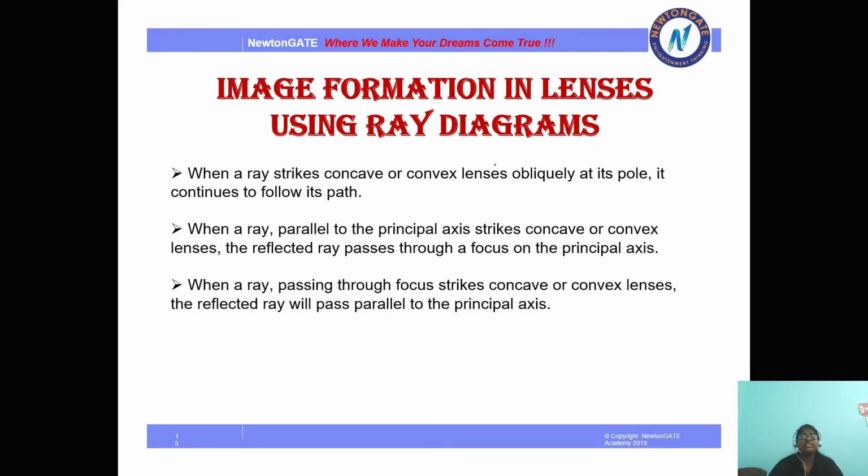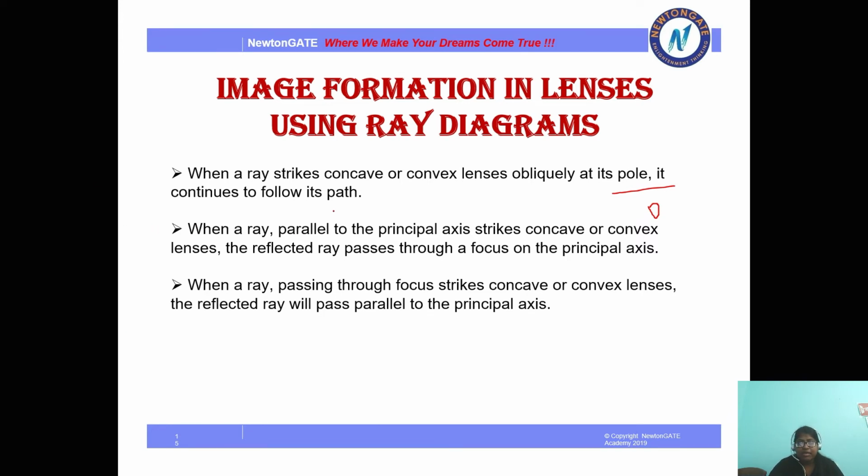Then there is something that we need to talk about: image formation in lenses using ray diagrams. When a ray strikes a concave or convex lens obliquely at its pole, it continues to follow its path. By pole I mean the O, the optical center. You can call it the optical center, or you can say it is the pole of this particular lens. This is the first thing: if the ray hits the optical center, it passes through without getting refracted.